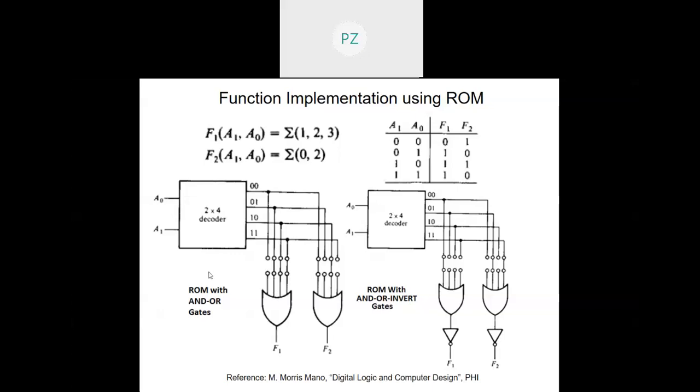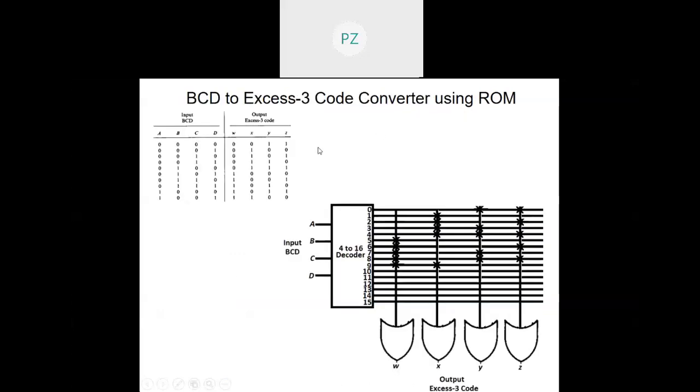What I want you to see is how the ROM can be used as a code converter. In fact, it can be used as a code converter because it is essentially a decoder followed by an encoder. So in this particular example, we are going to see how a ROM can be employed for a BCD to excess-3 code converter. This is the truth table for the BCD to excess-3 code converter, where the inputs are 0000 and the output is 0011, that is 0 plus 3, 1 plus 3, which is 4.